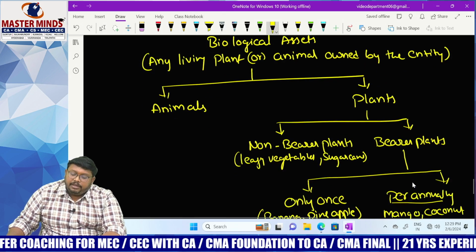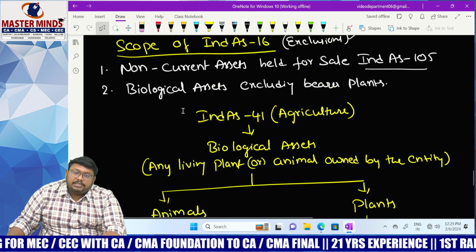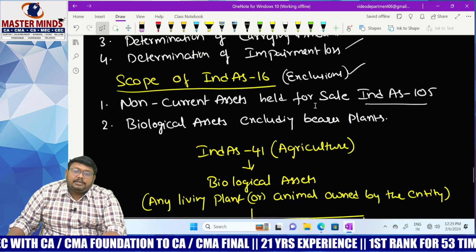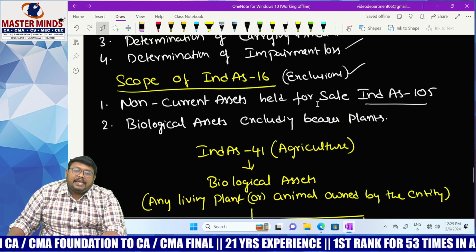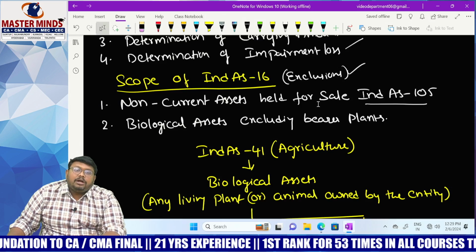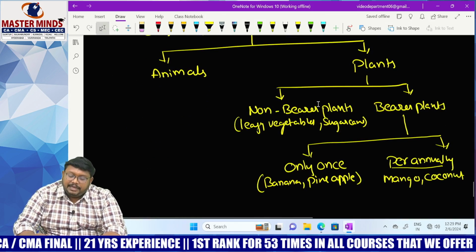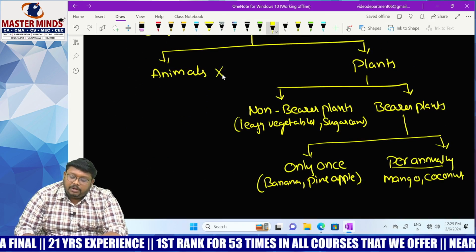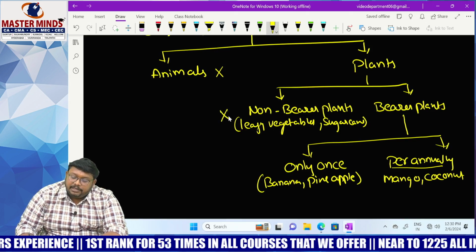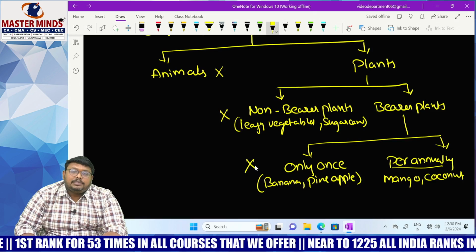So listen carefully. What are we discussing? Biological assets excluding bearer plants. Excluding bearer plants will not come under the scope of Ind AS 16. That means all the remaining assets except bearer plants will not come under the scope of Ind AS 16. That means animals will not come under PPE. Non-bearer plants will not come under PPE, and a bearer plant that gives production only once also does not come under PPE.